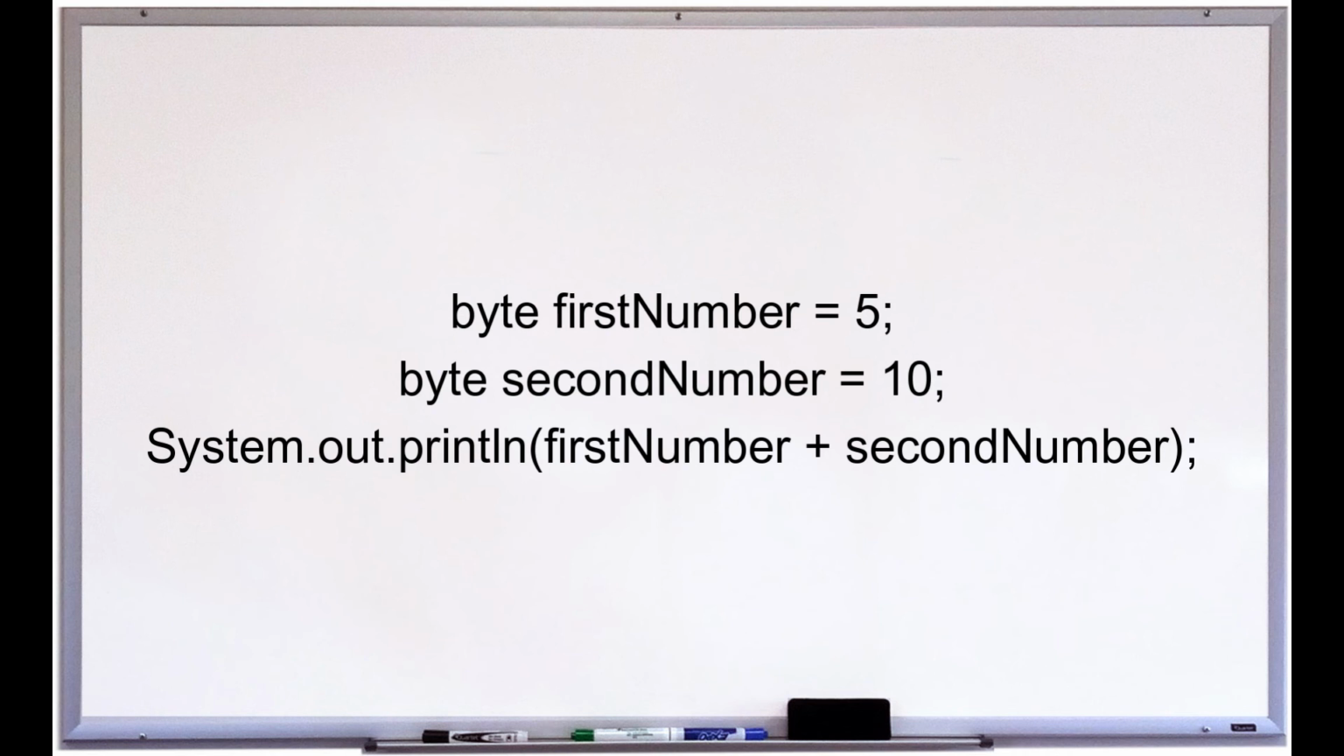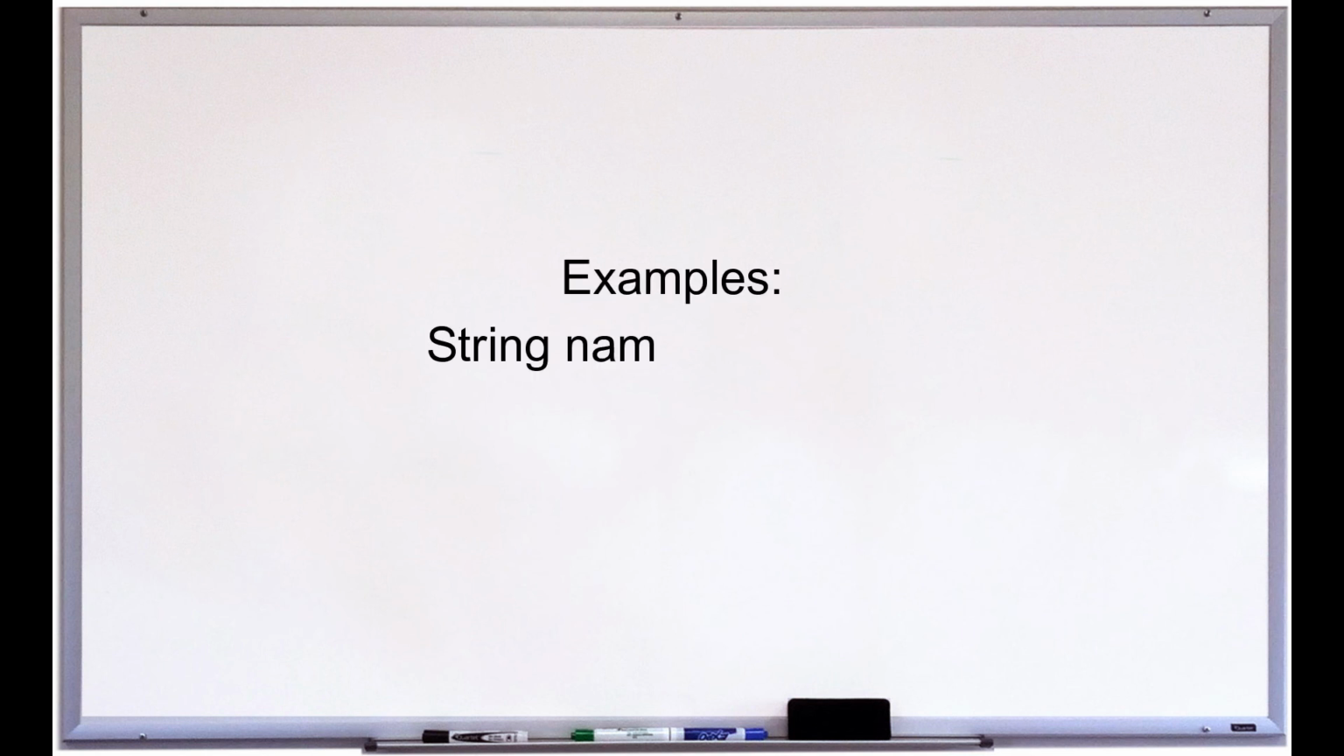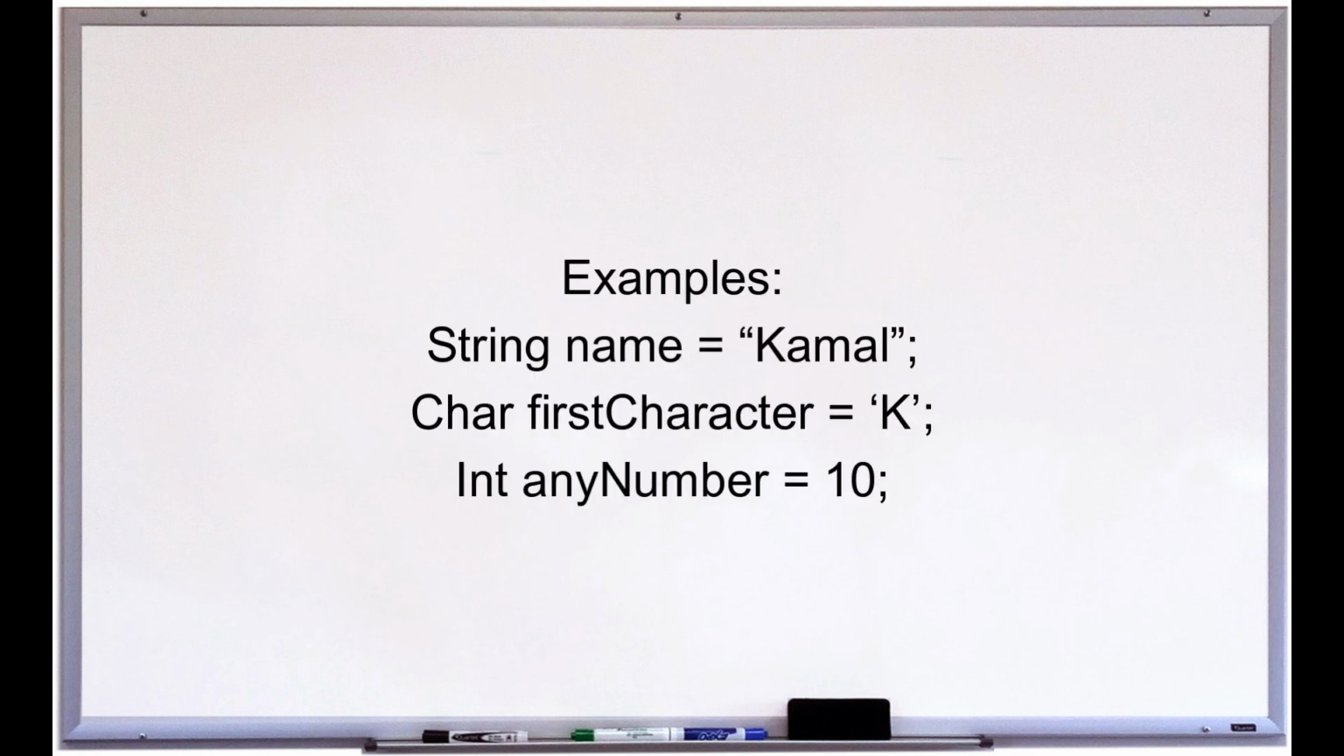From now onwards, we are going to use the short form of system.out.println as sysout, because saying system.out.println again and again is too lengthy. So we are gonna use sysout. So let's print the sum of these two numbers, sysout first number plus second number. In this way we can define variables of any type and assign value.